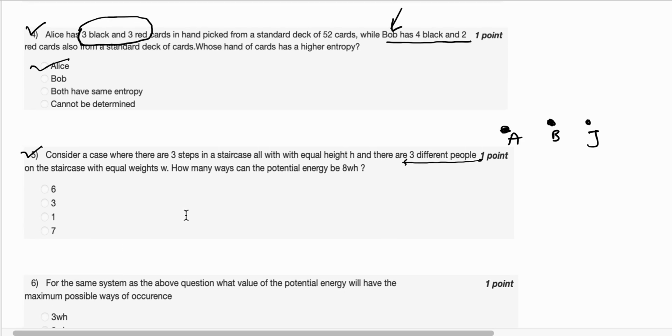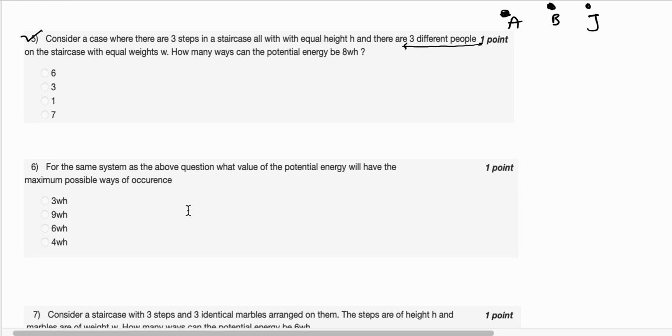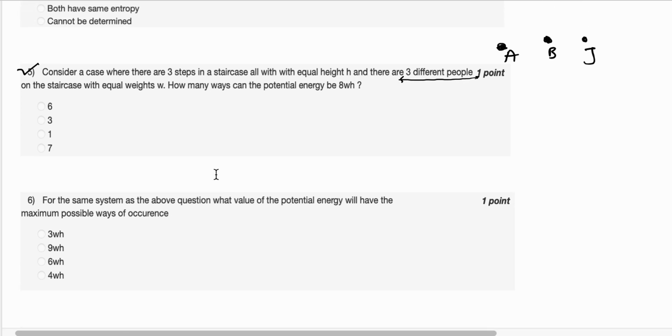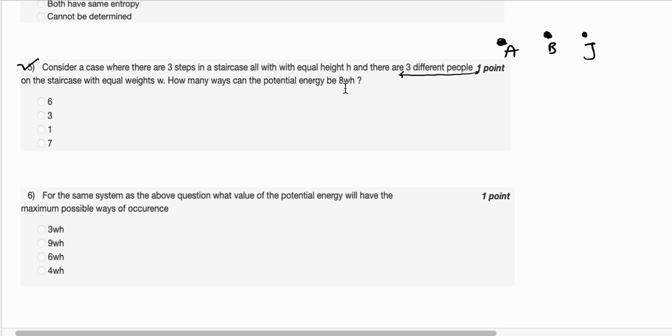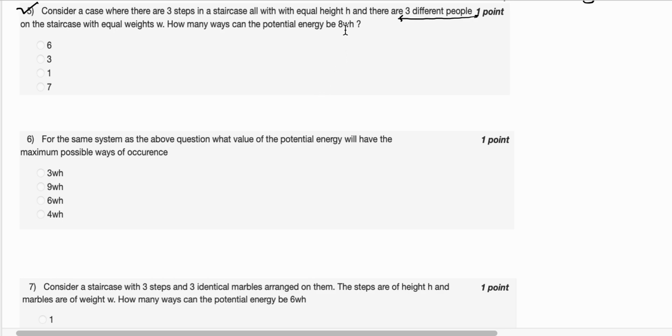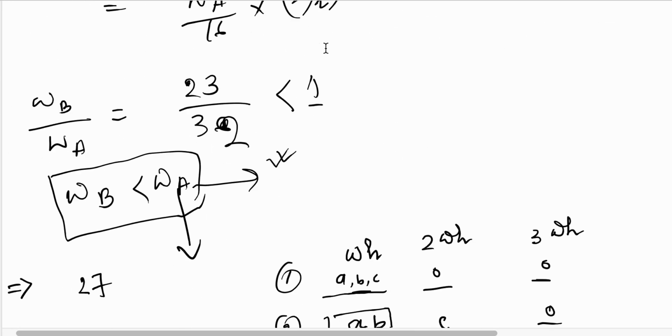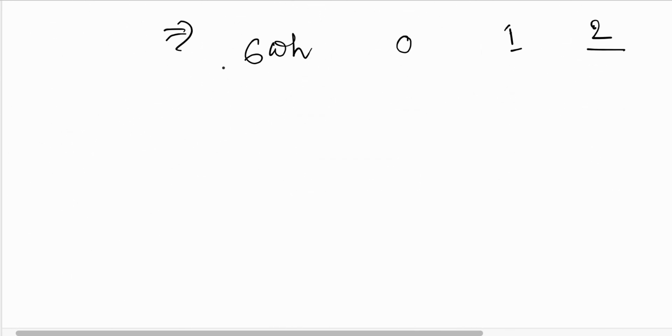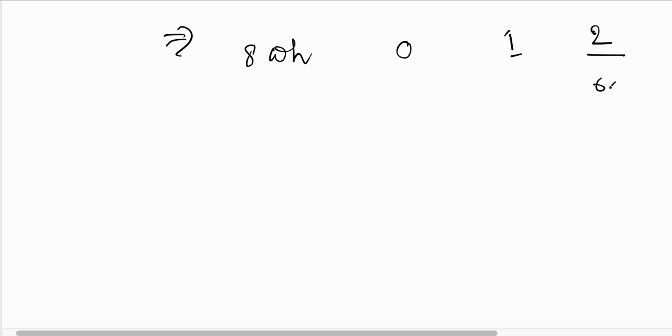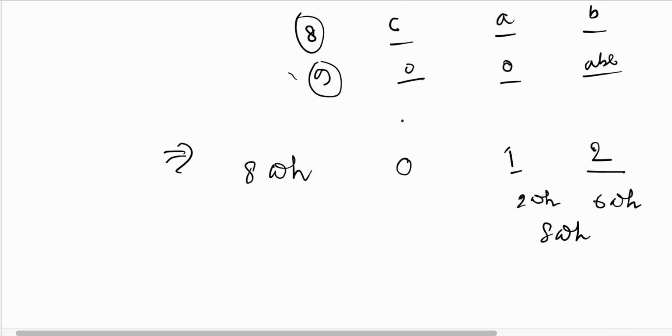I need 8 omega h. So I need 2 individuals there, that means 2 into 3, 6 omega h, plus 1 individual at 2 omega h. So this will be 8 omega h. So this is one possible way.